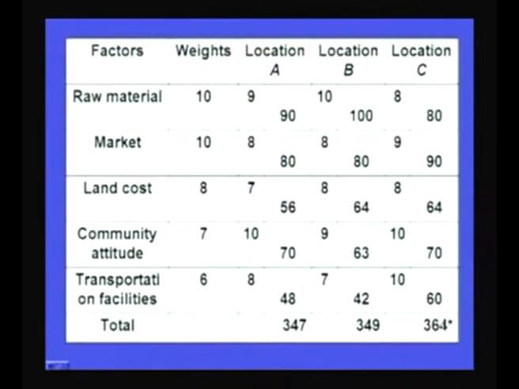Now we can see maximum marks have been scored by alternative C. So location C is getting 364 points. So we are going to select alternative C in this particular case.